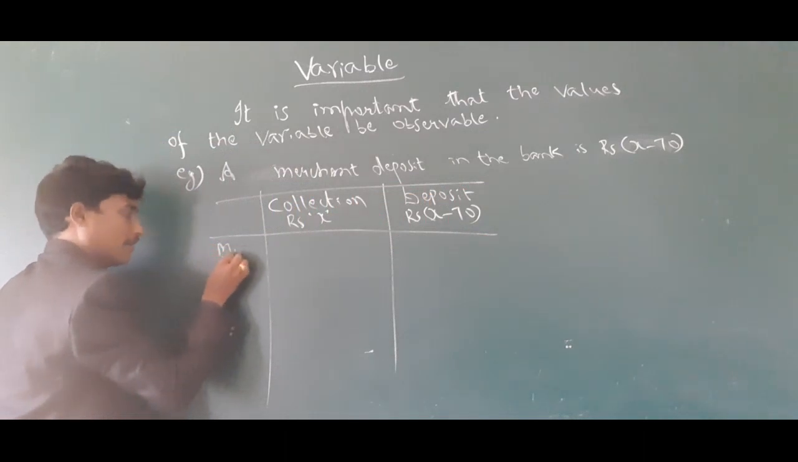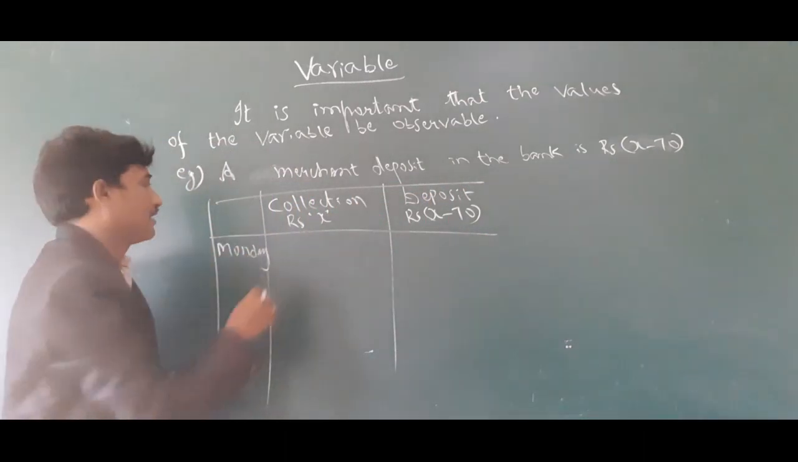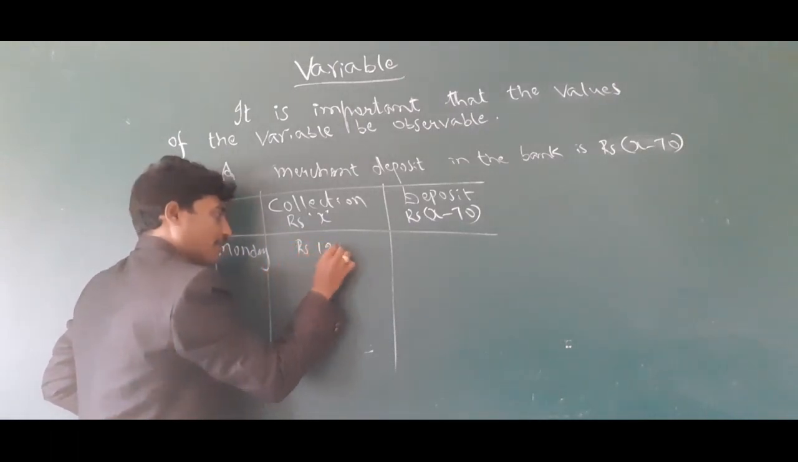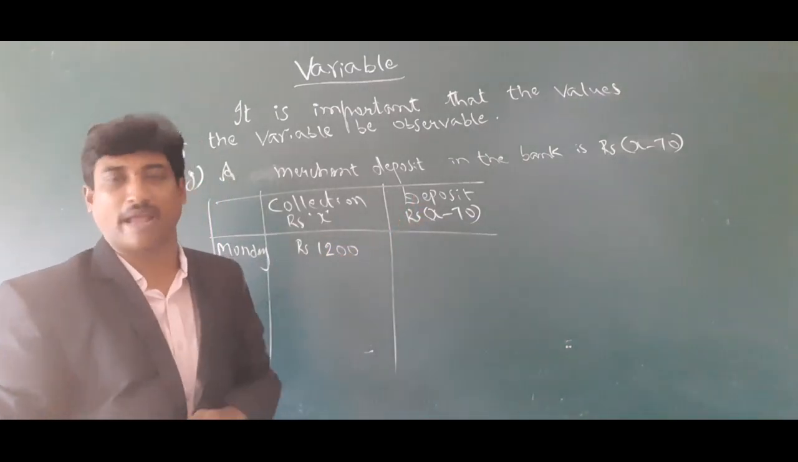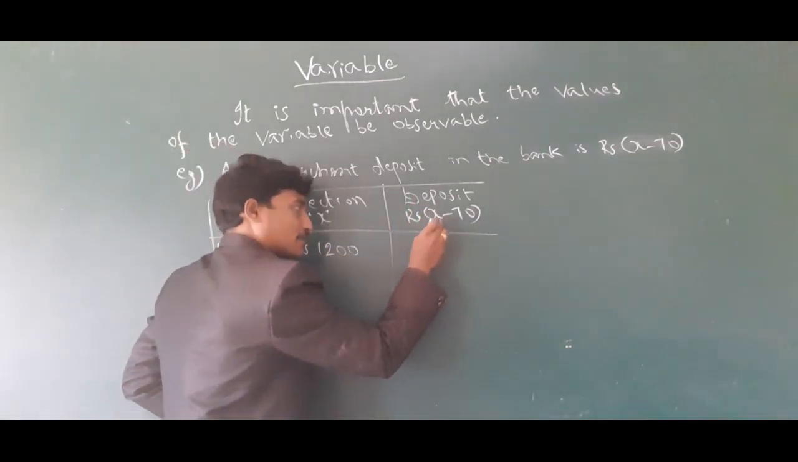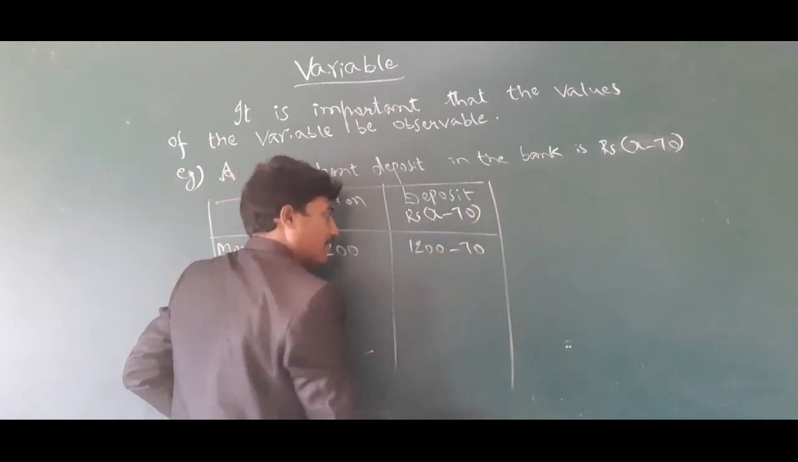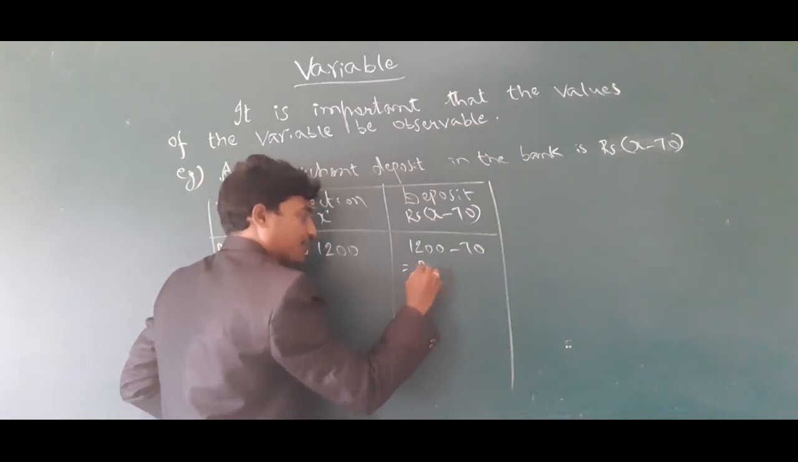On Monday, he collected 1200 rupees. His collection is 1200 rupees. Then his deposit in the bank is x minus 70, that is 1200 minus 70, that is 1130 rupees.